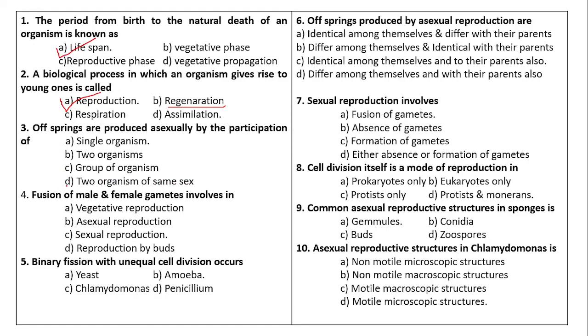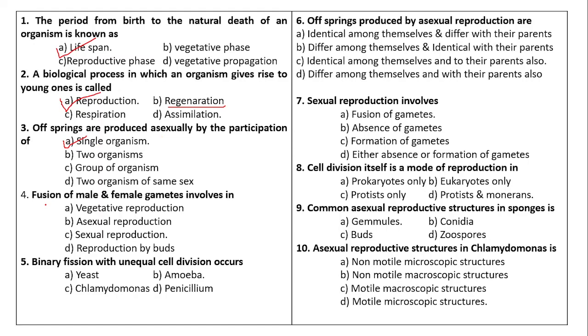Option D involves two organisms, and if two organisms are involved, it cannot be called asexual reproduction, so option D is wrong. Option C, group of organisms: in asexual reproduction only one organism is involved, so option C is wrong. Option B is also wrong. So the right answer is option A. Offsprings are produced by asexual means by a single organism, or single parent. Then coming to the next question, that is the fourth question.